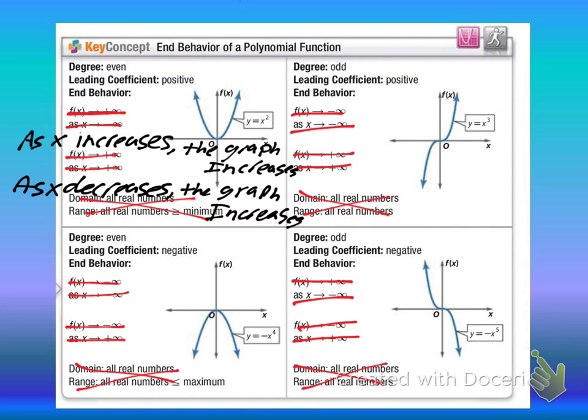Okay? Down here to the second one. Even degree, negative. I'm going to start right now, as x increases, the graph does what? So as x is getting bigger here, what's the graph doing? It decreases. See how it's going down? The graph decreases.